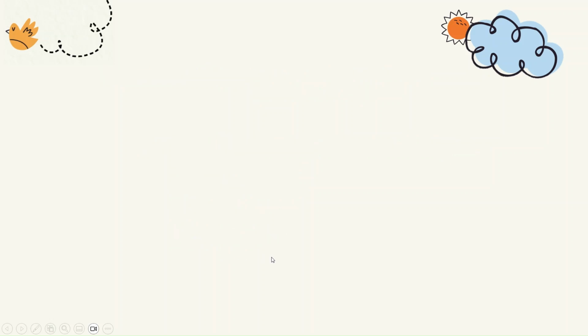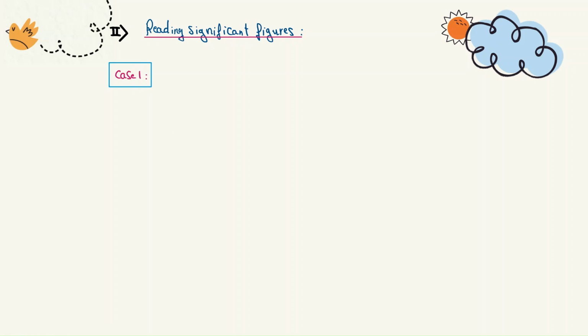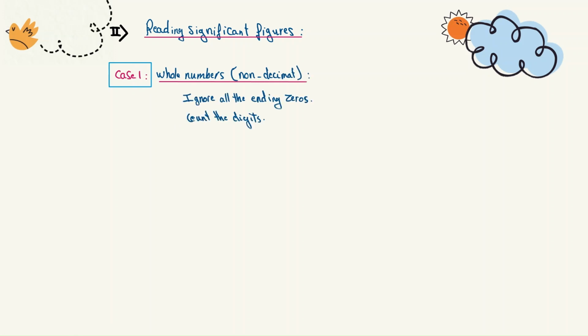Now, let's move on to section 2, reading significant figures. Also, we have two cases. Case 1, whole numbers, non-decimal. So the way here works only in whole numbers. To read, just count the digits and ignore all the ending zeros.